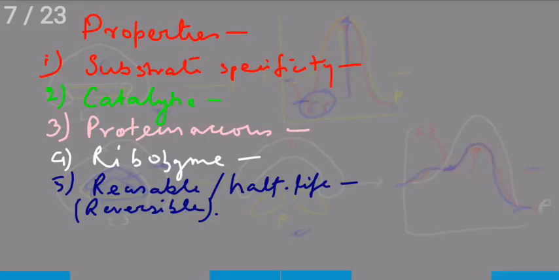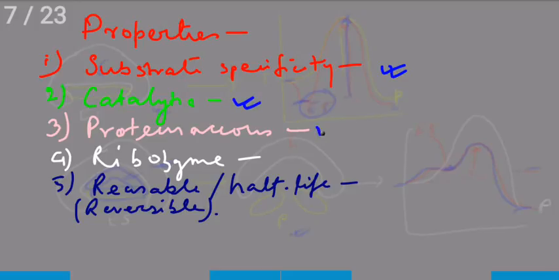Now let us see the properties of enzymes. As already mentioned, enzymes are very substrate specific. Each enzyme has a specific substrate. No enzyme can bind with a different substrate which it is not actually supposed to. Enzymes are catalytic, they can increase the rate of reaction, but they do not change the free energy of the reaction.